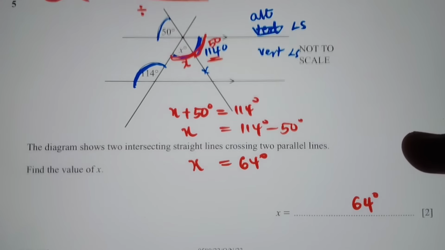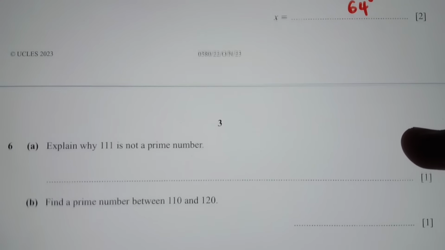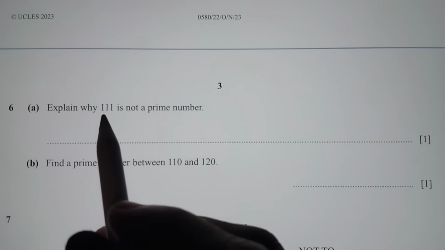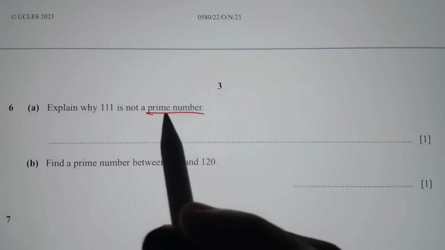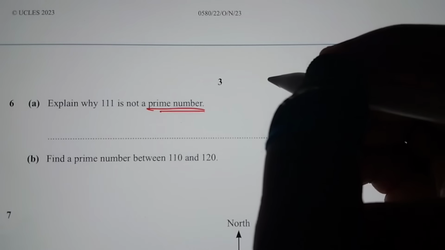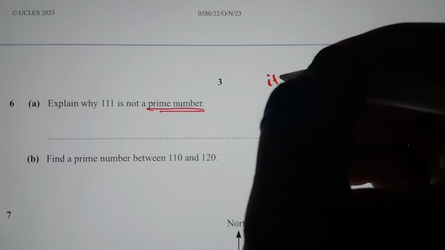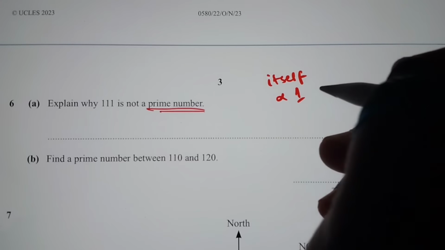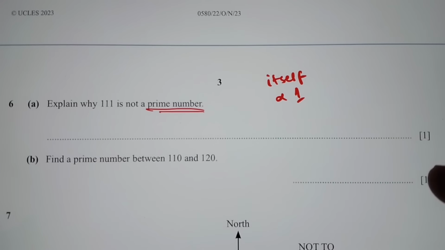Moving on to question number 6. Explain why 111 is not a prime number. A prime number is a number that can be divided by itself and 1. So it only has two factors, itself and 1.